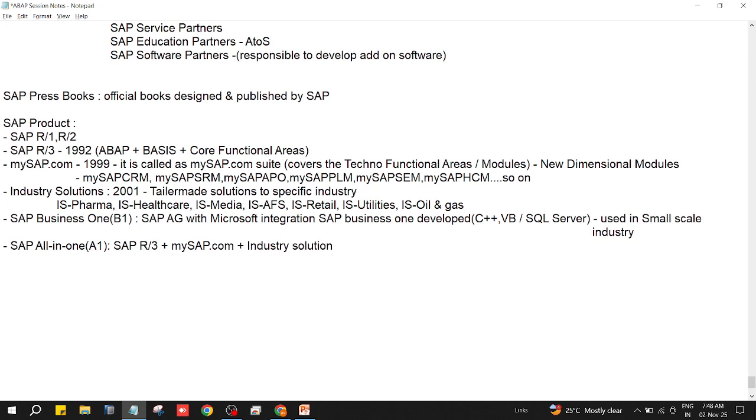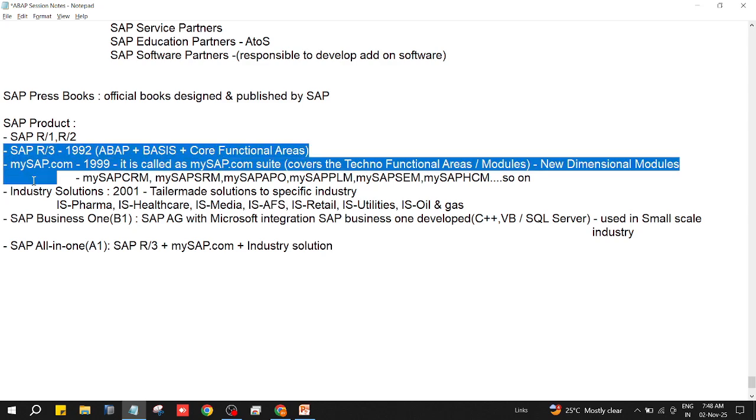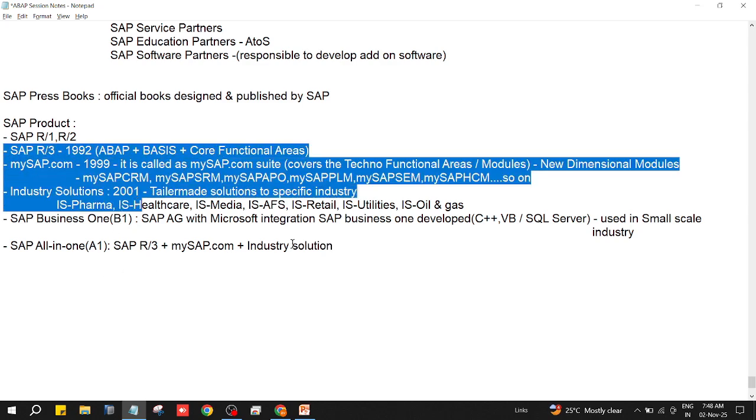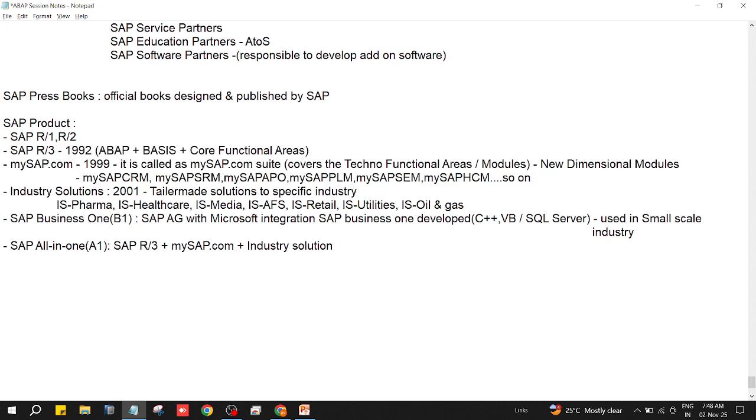We can say that all the above specified, one, two, three, you can combine here as All-in-One. So this is suitable for small and mid-size companies, SMEs. SME has one meaning, subject matter expert. Another meaning of SME is small and mid-level enterprise.